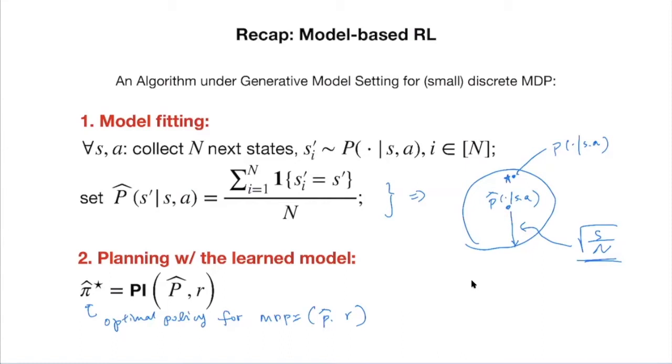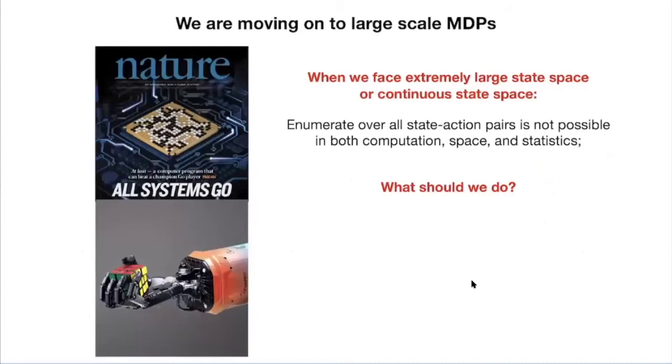Okay, great. All right, so let's move on. As I said before, from today we are more interested in large scale Markov decision processes. When we face an extremely large state space, or even a continuous state space, enumerating all possible state-action pairs does not sound like a doable option. For instance, for the game Go, the total number of unique board positions is larger than the total number of atoms in this universe. We just can't enumerate.